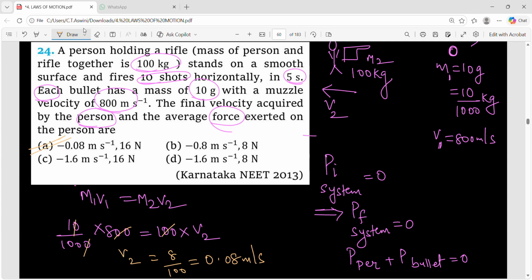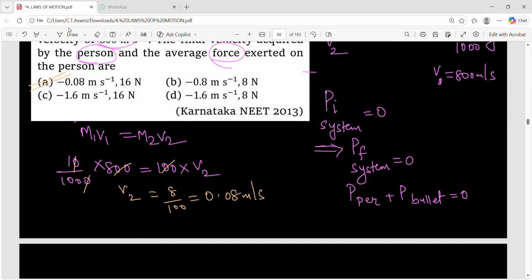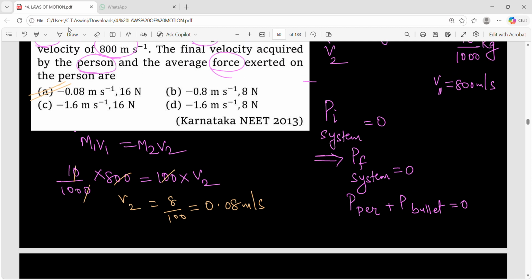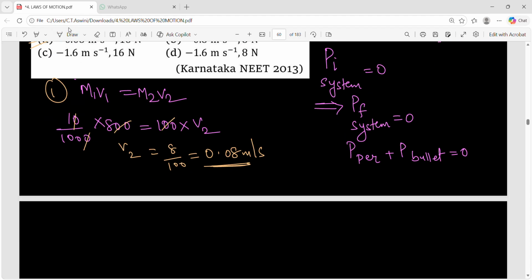But we will do the next question also, average force exerted on the person. But if you see the options in the exam, to save time, if there are two questions and your answer for the first question is given in only one option, then you can directly go for it. No need to waste the time. But this is a class, so I'll tell you the concept for the second question also. Clear with this first answer? What is the velocity acquired by the person? It's nothing but 0.08. Now we'll find out the average force on the person.